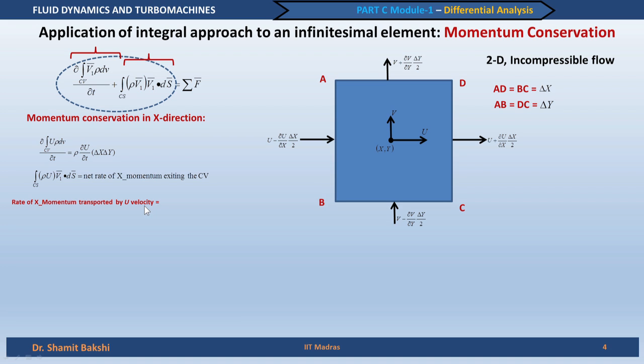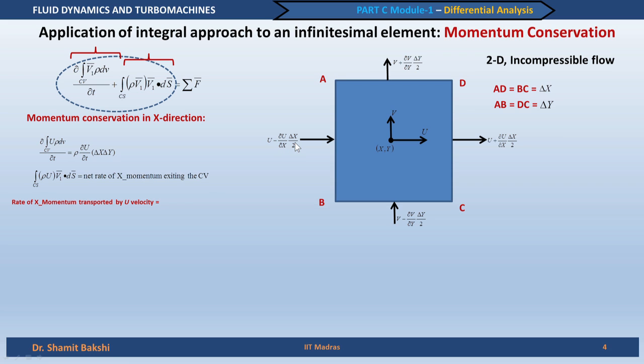This is very important to consider, that x momentum, that is the momentum of the fluid in the x direction, is transported by u velocity, and it is also transported by the v velocity, the y component of velocity. So, we deal with these two parts separately. First part is, what is the rate of x momentum exiting the control volume which is transported by u velocity.